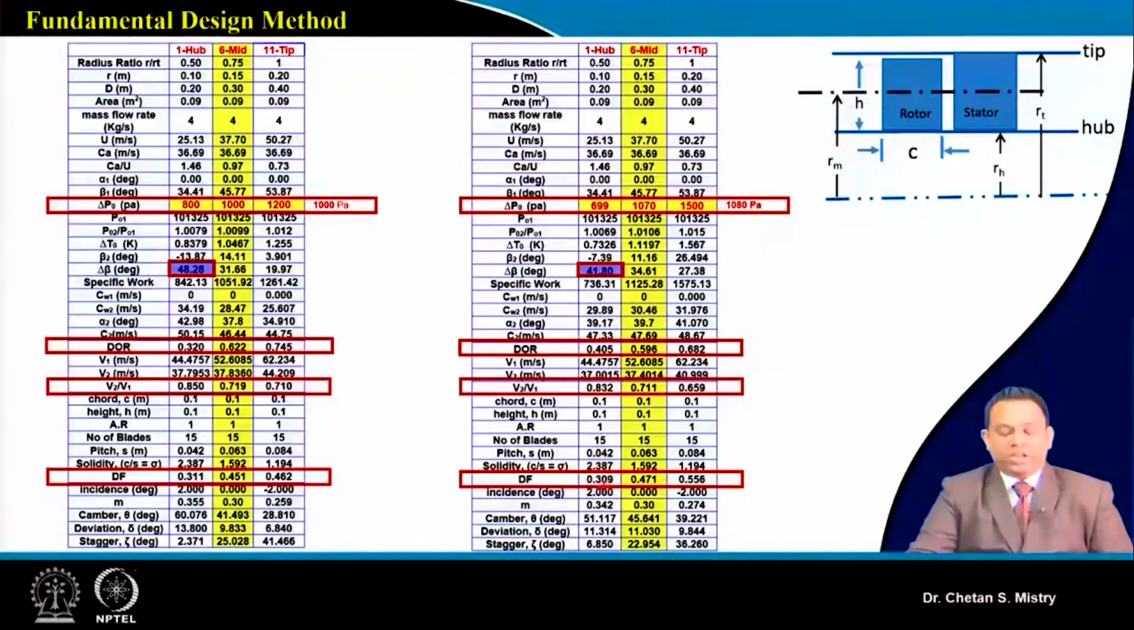But you can understand, suppose I am looking for my diffusion factor to be in the range of 0.6, accordingly I will be changing my number of blades. Because we know diffusion factor is a function of my solidity, and solidity we define as chord to pitch. So with a change of my number of blades or by changing my chord, we are able to modify our solidity, and that will be reflected in the change of diffusion factor.